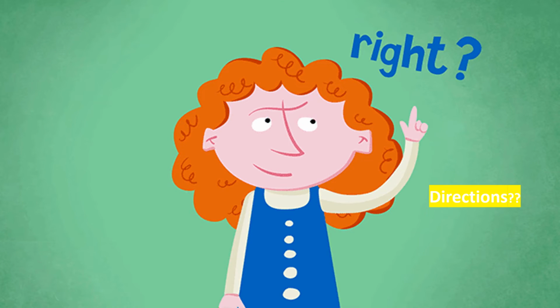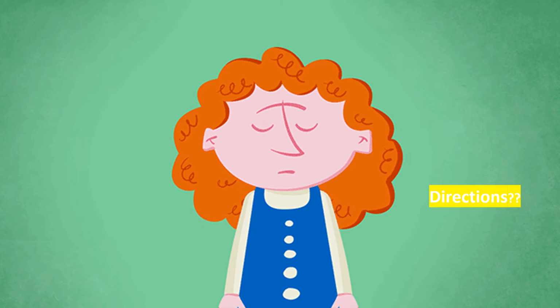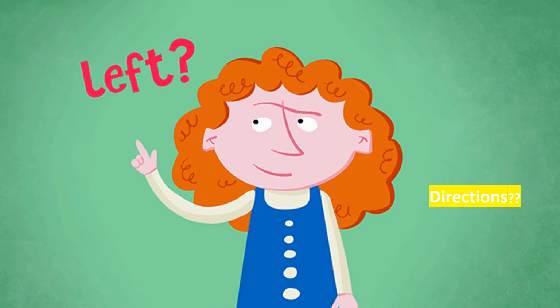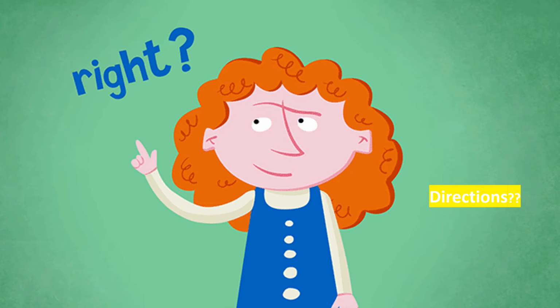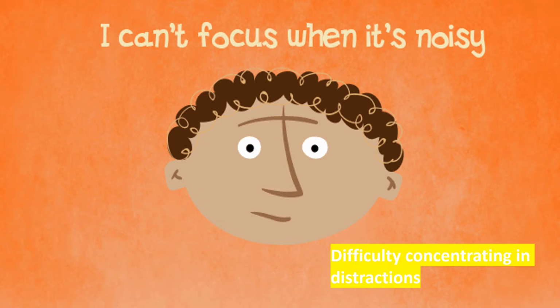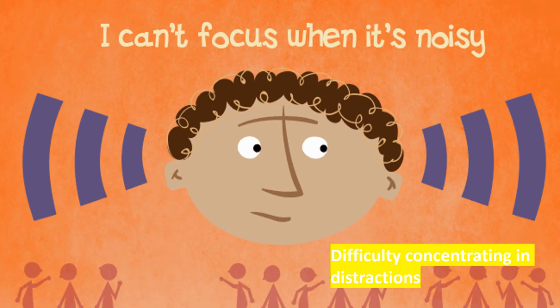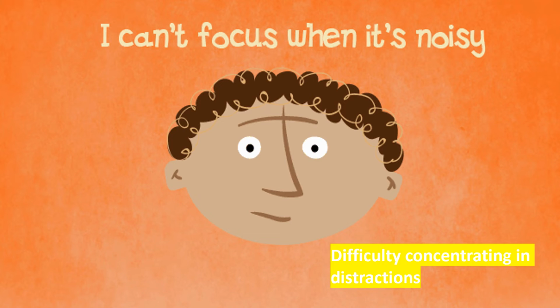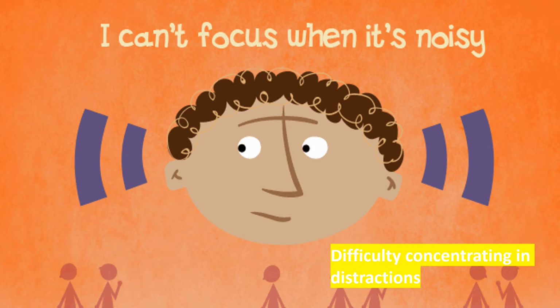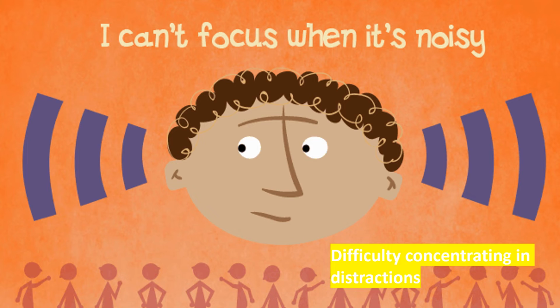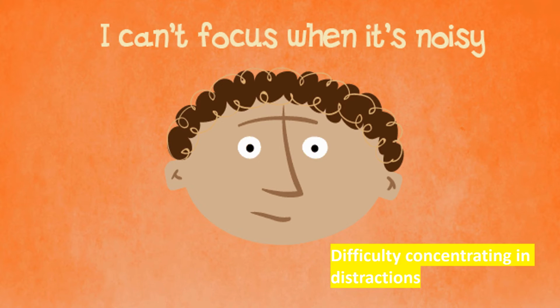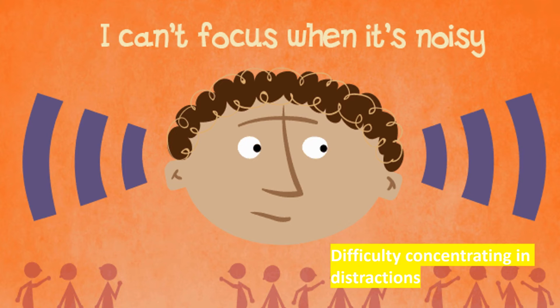Another problem is with directions, in which a child is unable to distinguish between left and right. And a child with dyslexia is unable to concentrate in a very distracting situation. For example, if a child is sitting in a classroom with lots of children playing and doing different activities, the child with dyslexia is unable to focus or concentrate in that situation.